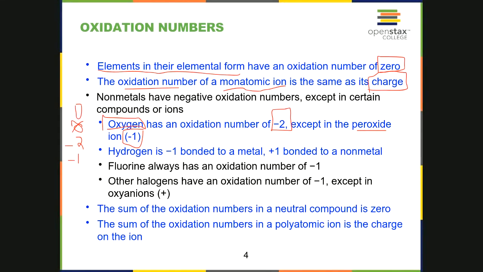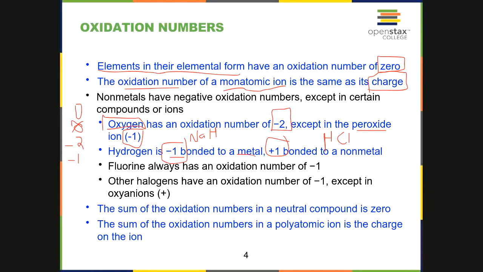We're going to have a worksheet. I think that'll help on this. Now, hydrogen, it's going to be -1 if it's bonded to a metal. So that would be something like sodium hydride, NaH. For something like NaH, where the hydrogen is bonded to the sodium, its oxidation number then is -1. If it's bonded to a nonmetal, like what we just did a second ago with hydrochloric acid, HCl, then its oxidation number is going to be +1.